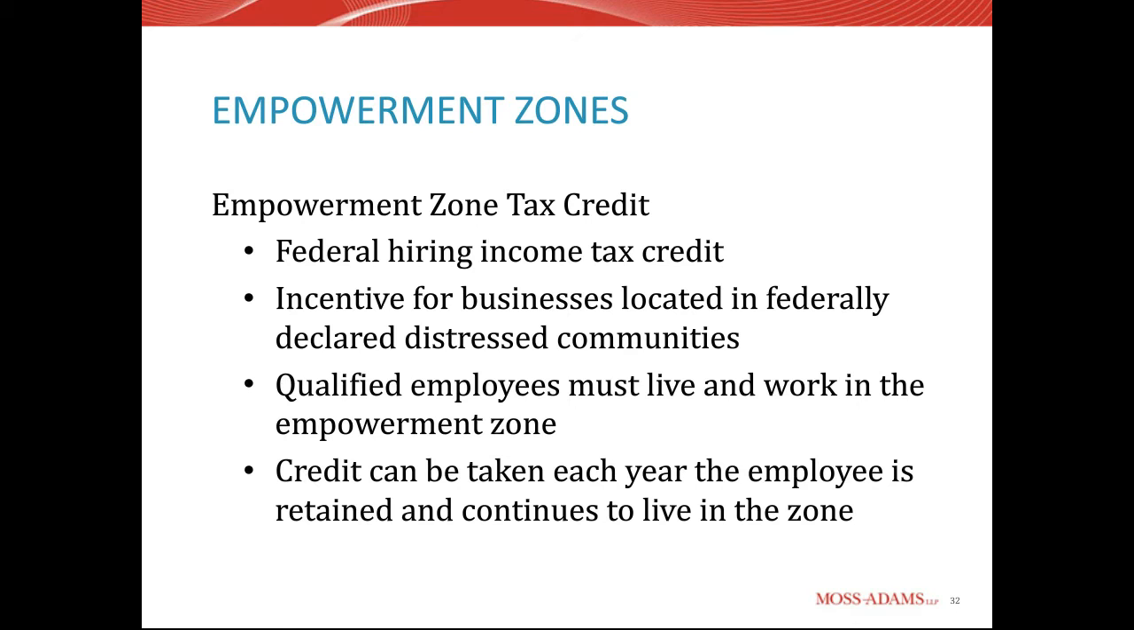So the second hiring credit extended in the PATH Act is the Empowerment Zone Tax Credit. This is also a federal hiring income tax credit where the credit is calculated based on a percentage of qualified employee gross wages. It's an incentive for businesses located in federally declared distressed communities to encourage economic growth and reduce unemployment. So for any employee to qualify, they just need to live and work in that same zone.